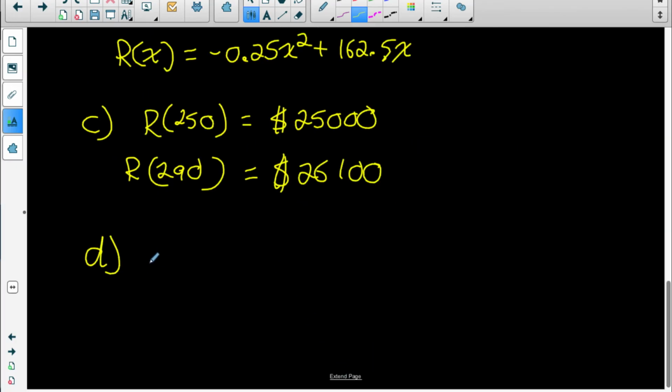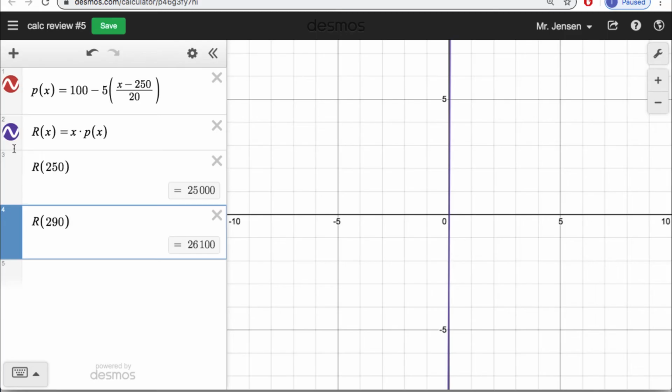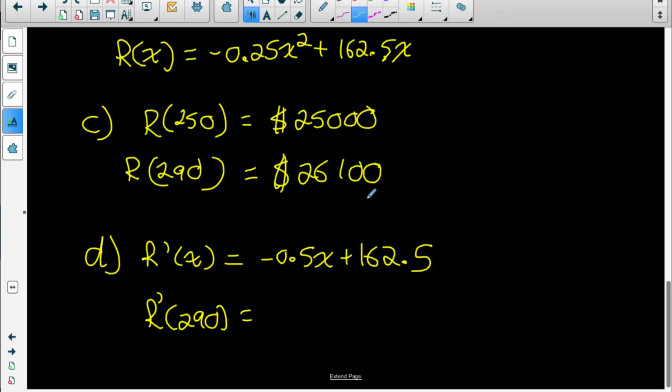So for D, I need to first figure out what's r prime of x. I'll find the derivative of the revenue function here. So it'll be negative 0.5x plus 162.5. And I want r prime at 290. So I'll go back to my calculator and evaluate r prime at 290, and it's 17.5.